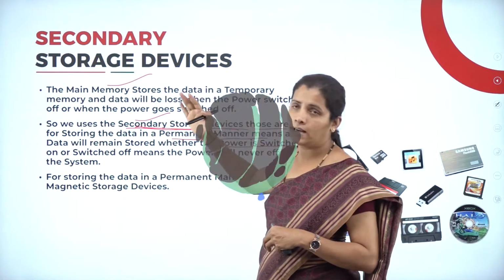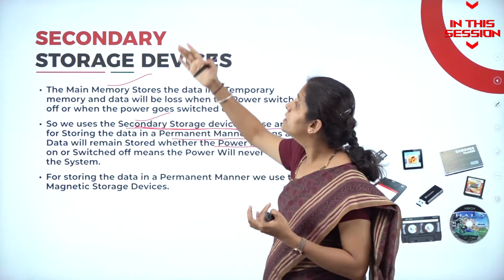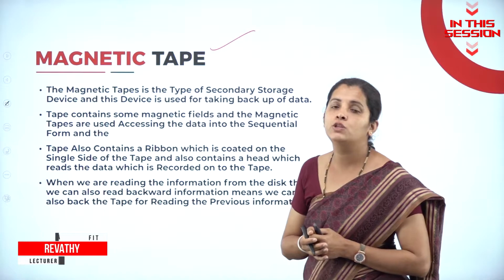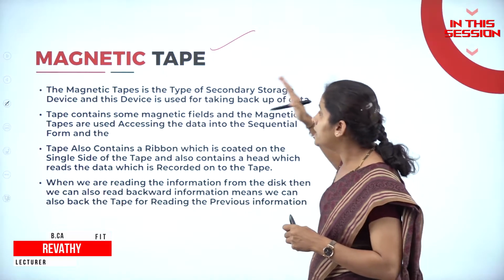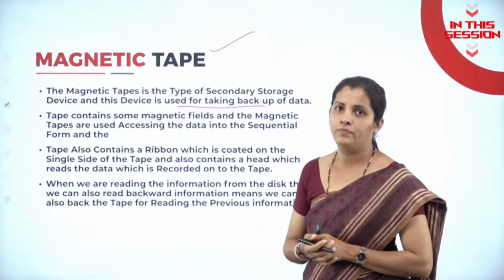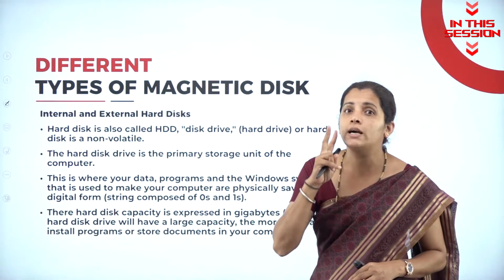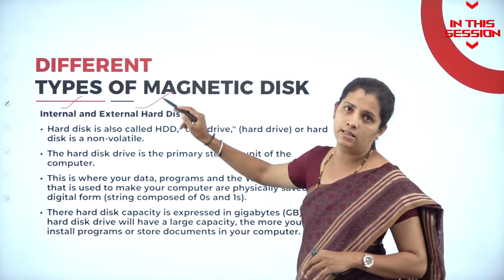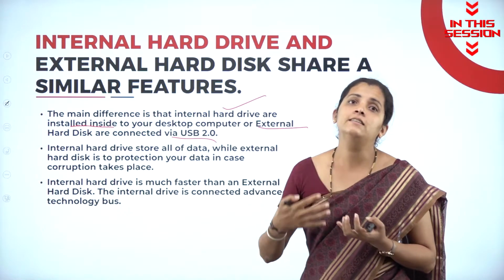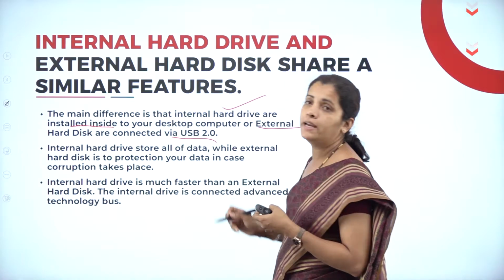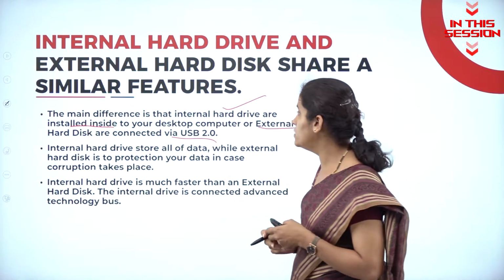So all the data which is stored in the secondary storage device is permanent. One kind of secondary storage device is mainly used for taking backup of data. Here we are going to get two types of magnetic disk, internal and external, where your external hard disk is connected via USB 2.0.